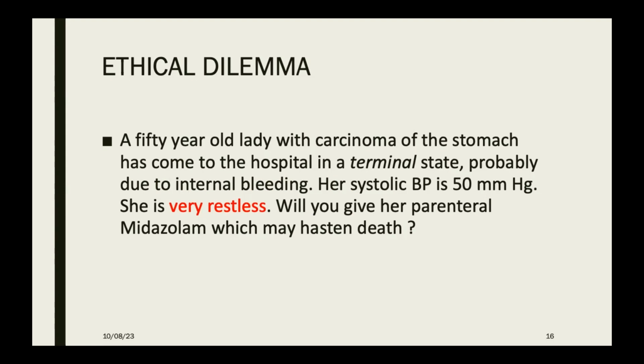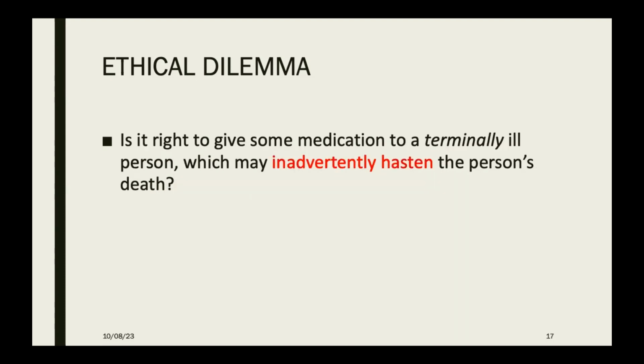If you have attended the class on terminal or end of life care, you might know that parenteral midazolam is the gold standard of treating terminal restlessness. Since this patient is already in a terminal state and having restlessness, we generally do advise parenteral midazolam, knowing that midazolam might hasten death. So why do we take this decision? The question is, will it be right to give some medication to a terminally ill person which might inadvertently hasten the person's death?